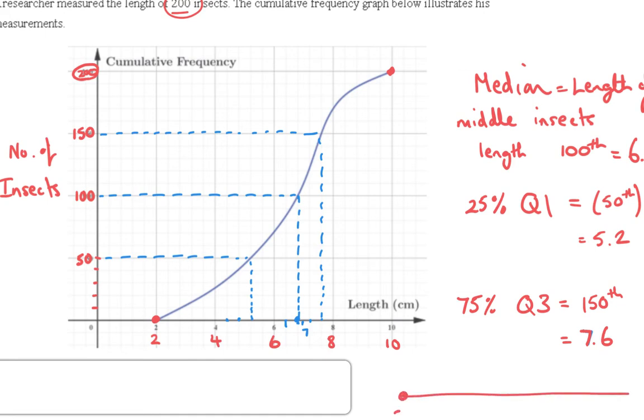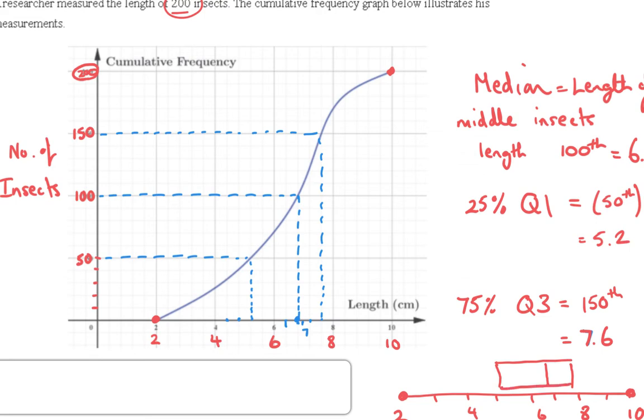So we know we've got a minimum of 2, a maximum of 10. Let's go 2, 4, 6, 8. No, it's not very good, is it? Let's do that again. So 2, 4, 6, and 8. And we know that 6.8 is the median, so let's put 7 there, 5 there, 3 there, 9 there. So 6.8 is the median, which is about there. 5.2 is the first quartile, and 7.6 is the third quartile. So there's our box.